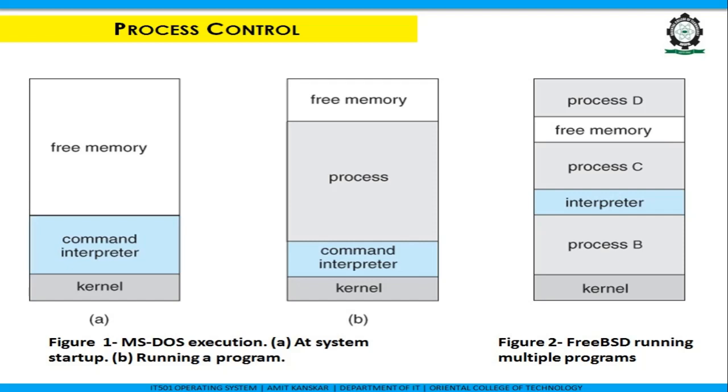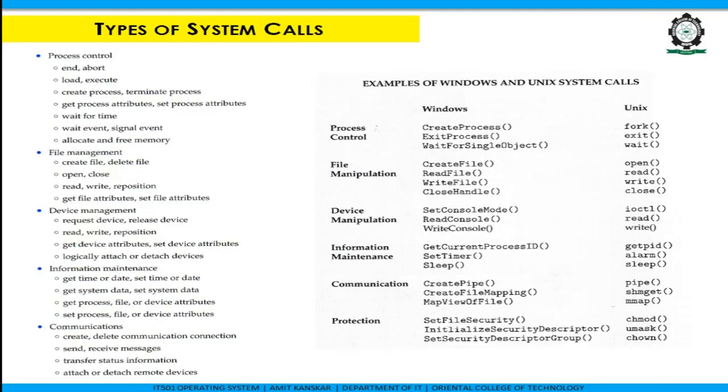Now we come to the file management category. The file management system calls include create file, delete file, open, close, read, write, reposition, get file attribute, and set file attribute. These operations may also be supported for directories as well as ordinary files.